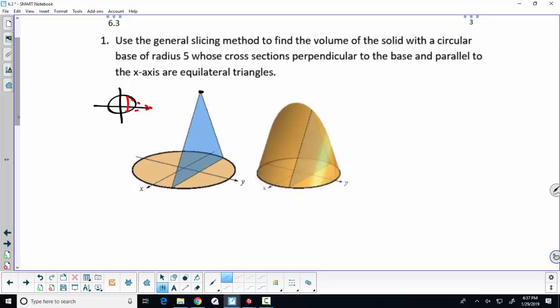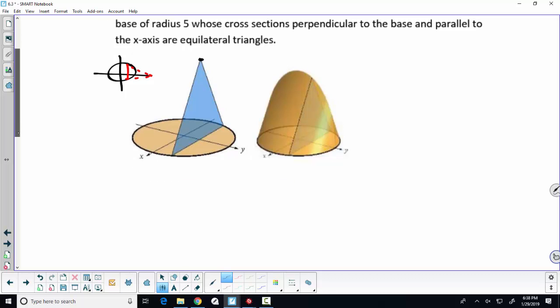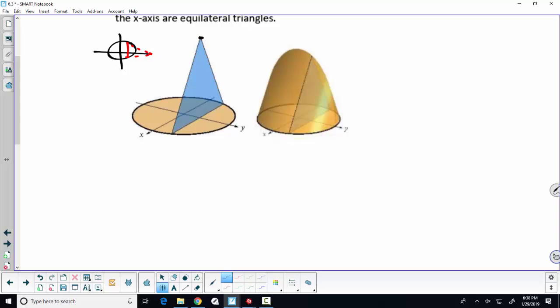Just the general slicing method utilized to find the volume of this figure to the right here. So we're going to use that method to find the volume of a solid with a circular base, radius 5, and whose cross-sections perpendicular to the base, parallel to the x-axis, are equilateral triangles. So at no point in this class do we think about the three-dimensional shape. We always translate it into 2D and think about the 2D situation. So even though we're finding the volume of this here, we want to translate that into its two-dimensional counterpart.